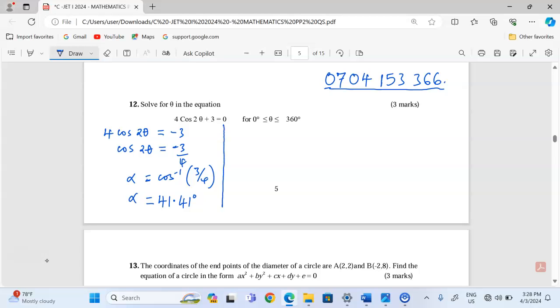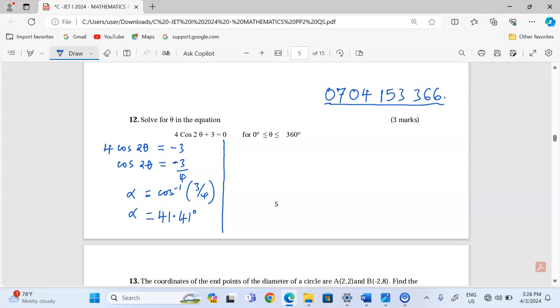Therefore, I'm going to sketch what we call the unit circle. Here is the unit circle. In the unit circle, we have 4 quadrants. In the first quadrant, all the trigonometric ratios are positive. In the second quadrant, only sines are positive. In the third quadrant, only tangents are positive. And in the fourth, only cosines are positive.